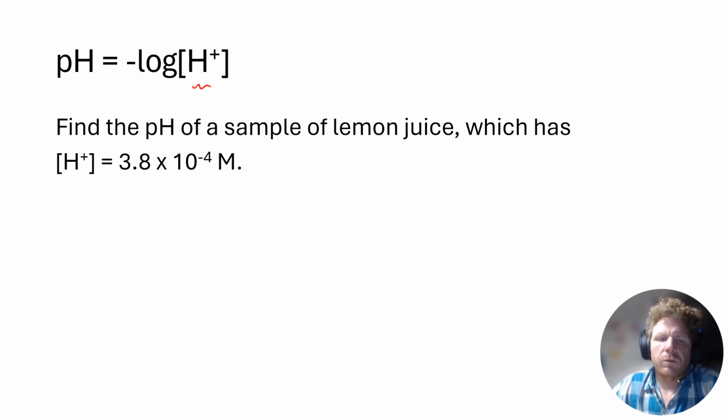Now, this is the sort of problem that you should get a little bit accustomed to working with. Find the pH of a sample of lemon juice, which has a hydrogen ion concentration of 3.8 times 10 to the negative fourth. Now, arguably, I can change this question. Find the pH of a sample which has a hydrogen ion concentration of 3.8 times 10 to the negative fourth. Do we care that it's lemon juice? Not really. What we do care about is writing this up.